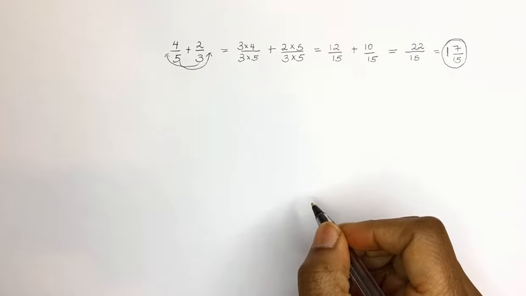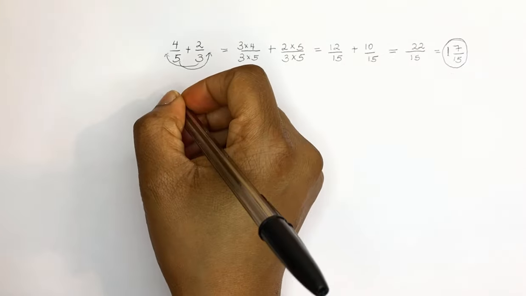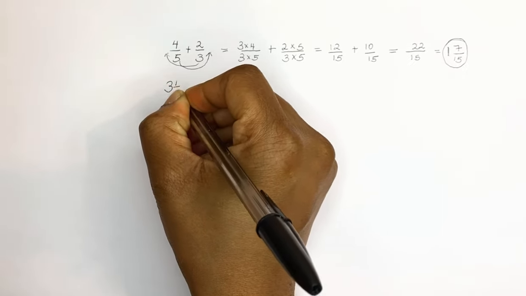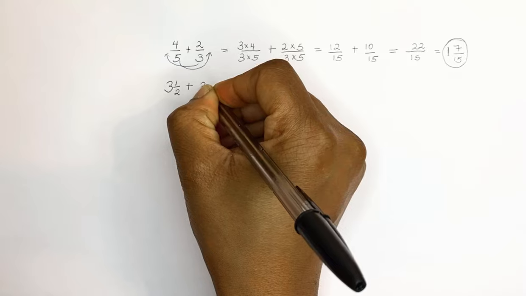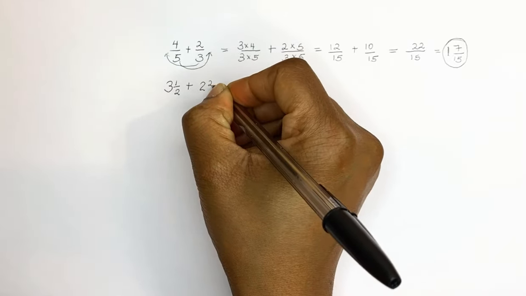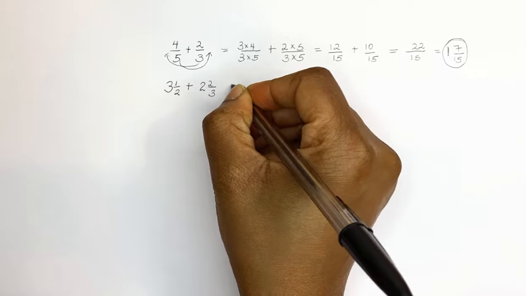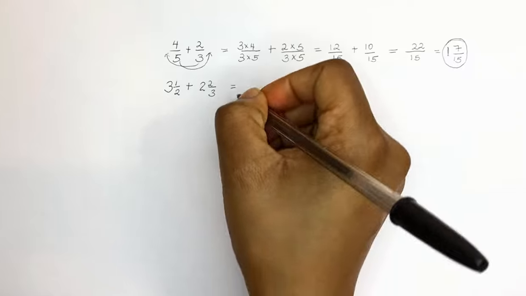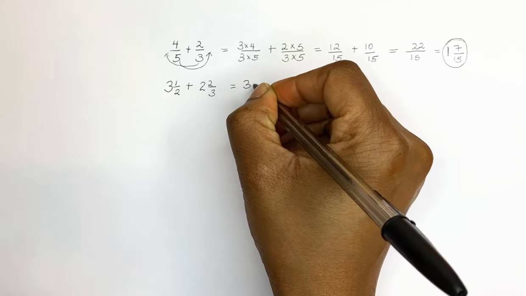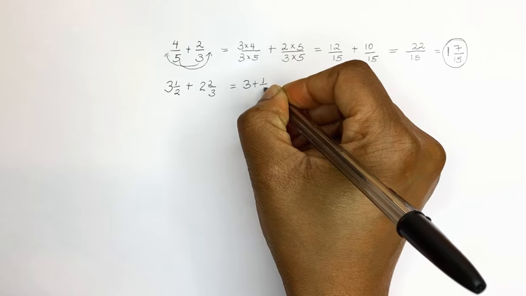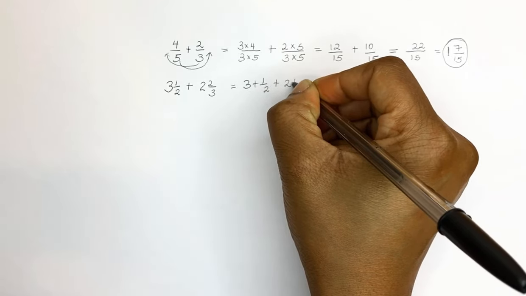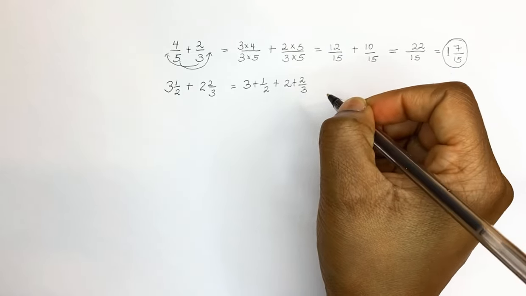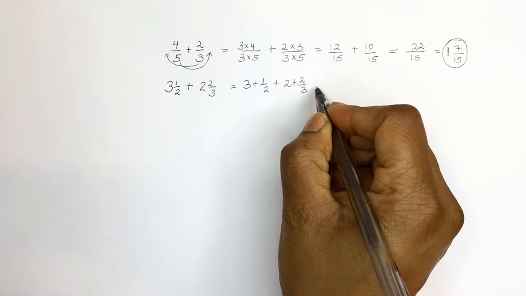Let's look at another example. So we have 3 and 1 over 2 plus 2 and 2 over 3. In this case, we have whole numbers and fractions. So this is the same as writing it as 3 plus 1 over 2 plus 2 plus 2 over 3. And as we saw in the previous video, we will deal with the whole numbers first.